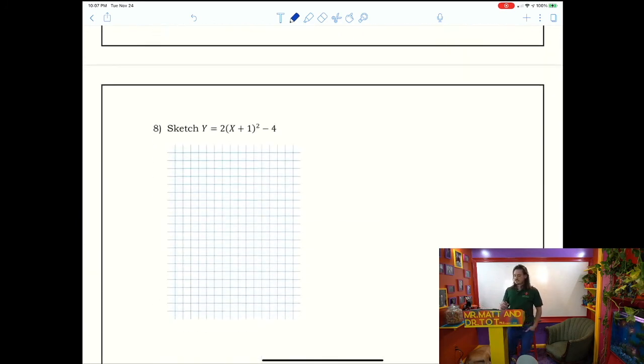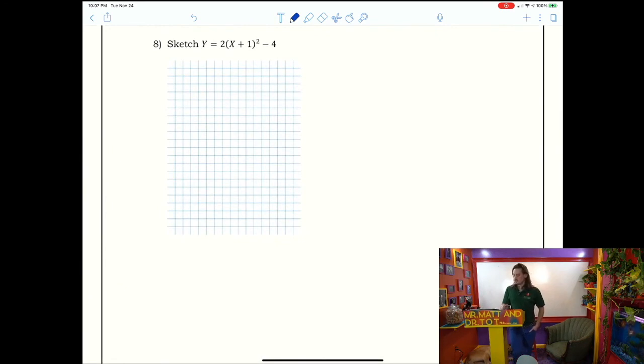Take a few moments and sketch a graph of y is equal to 2 times the quantity x plus 1 squared minus 4.